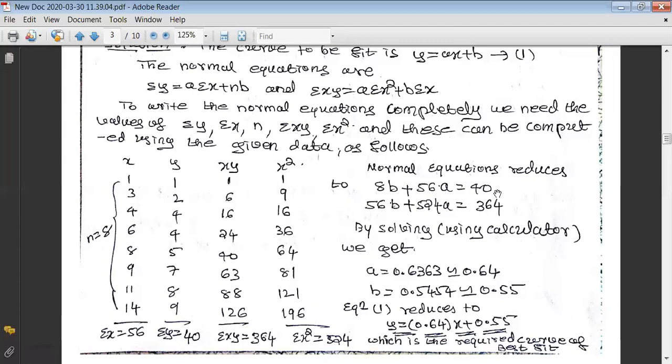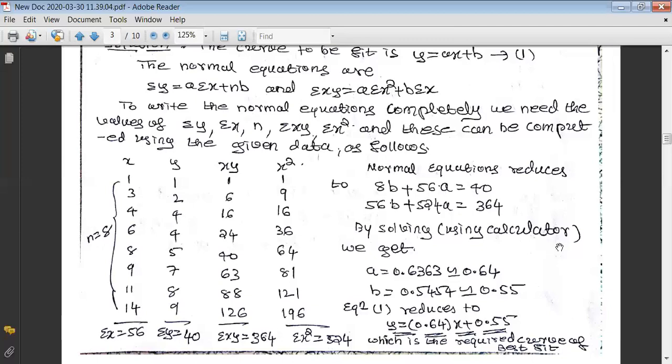Summation y is 40. Now once you go for the second normal equation, again I'll write the second term in the RHS, that is summation x into b. Summation x is 56 into b plus, that is 524, summation x square, into a, equal to 354.